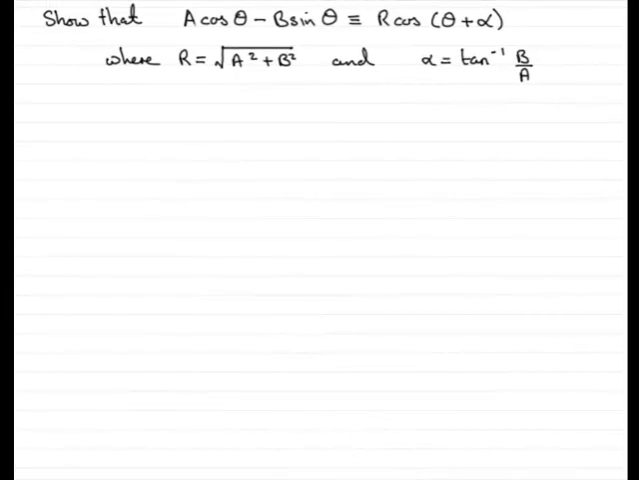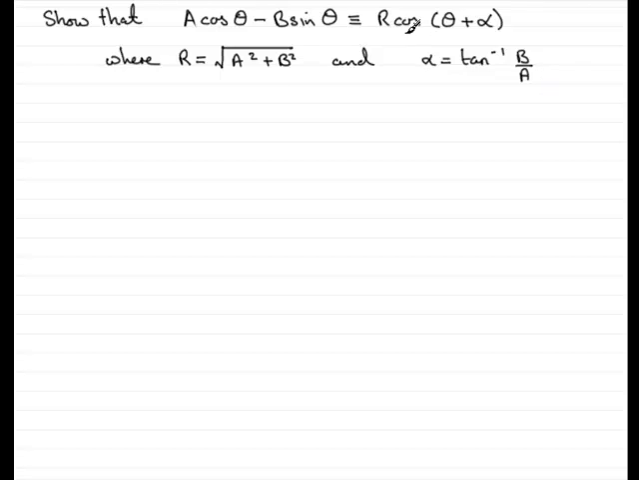Hi, welcome to this tutorial on proving the identity that a cos theta minus b sine theta, where a and b are constants, is identical to r cos(theta plus alpha), where r is a constant equal to the square root of a squared plus b squared, and alpha is a constant equal to the inverse tan of b over a. So, where do we start?